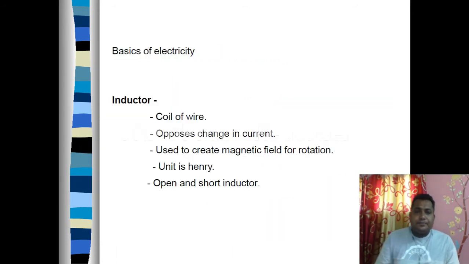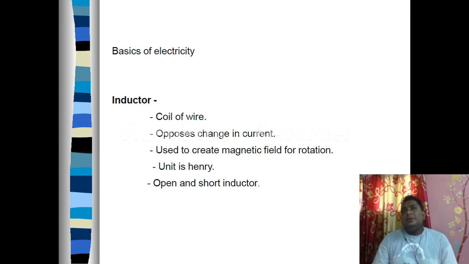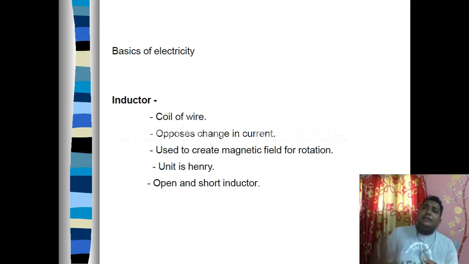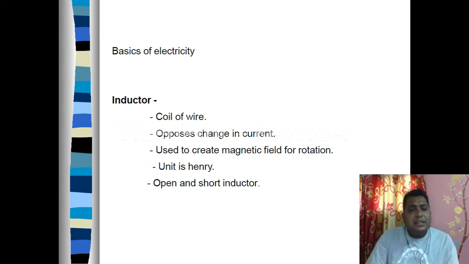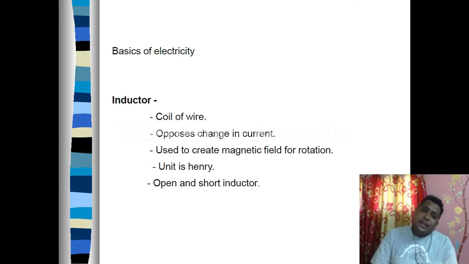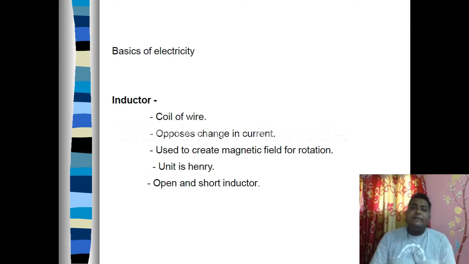Now the next thing is the inductor. We know an inductor generates some magnetic field. An inductor means some number of coil turns. Let us see the properties we have in the case of an inductor. A coil of wire opposes the change in current, used to create a magnetic field for rotation. The unit is Henry.